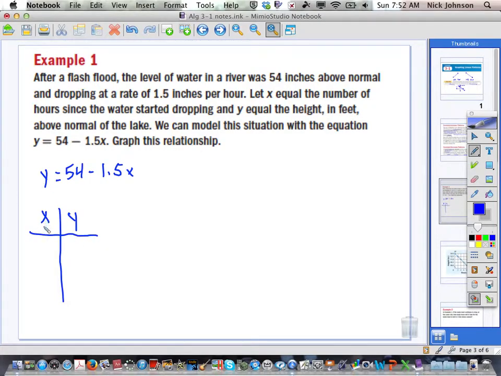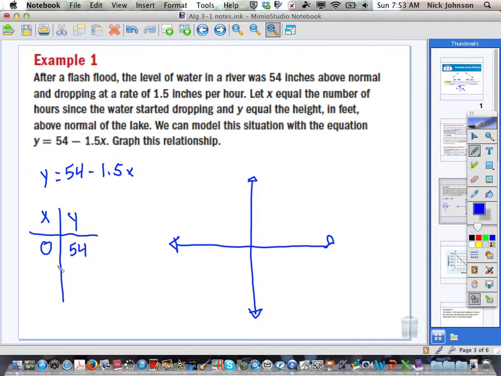I need a number that's going to go in for x. So I'm going to pick an easy one. 0. 0 times anything is 0. So 0 times 1.5 is 0. 54 minus 0 is 54. Okay. I'm going to start making the graph here, even though I have it on the next slide, because I'm going to show you how easy this is to draw.